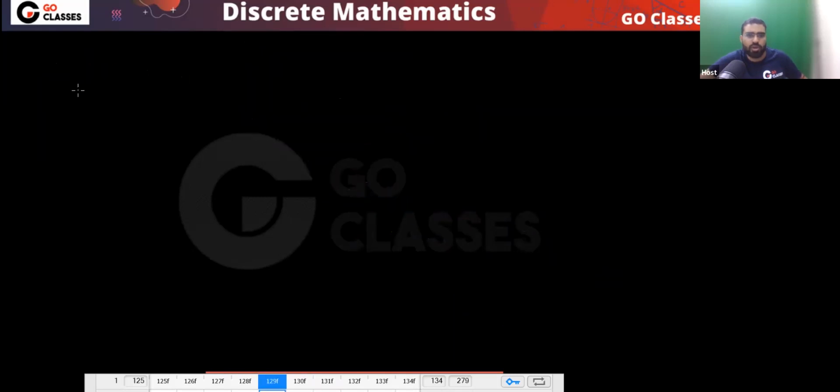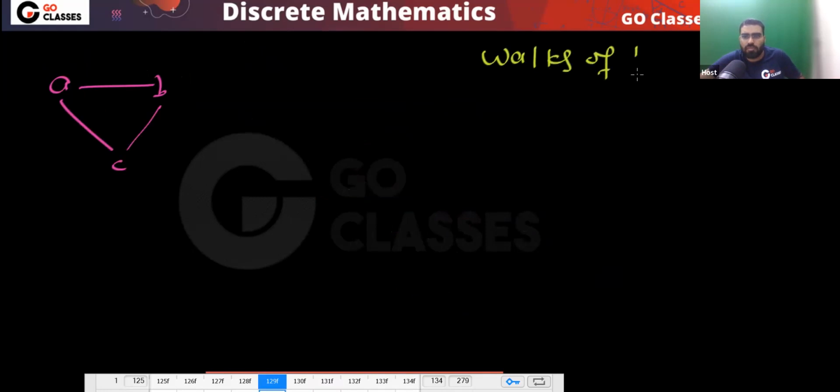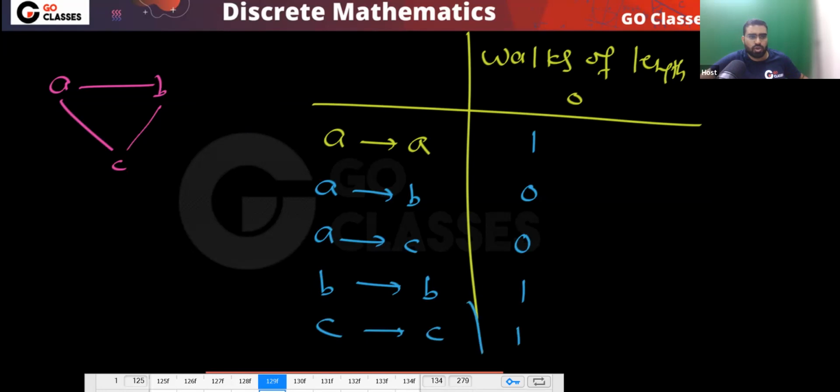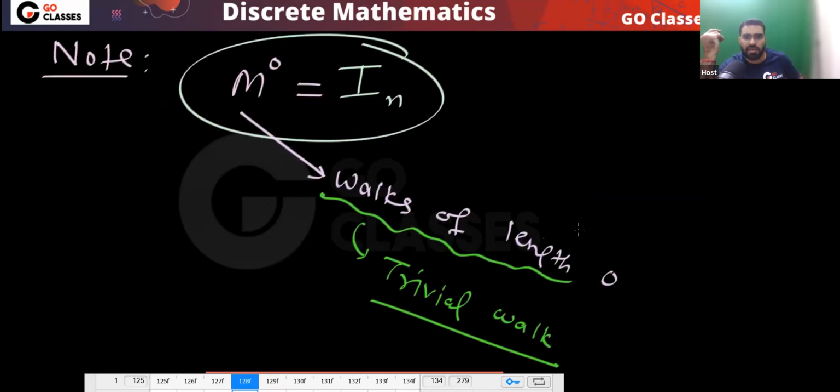So this is also something important. If you have any graph, let's assume this is your graph A, B, C. Then tell me, how many walks of length 0 from A to A? That will be 1. Walks of length 0 from A to B, that is 0. From A to C, that will be 0. But from B to B, that will be 1. From C to C, that will be 1. So if you have M power 0, that will give you walks of length 0, and that will be your identity.